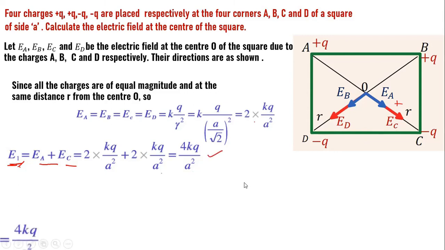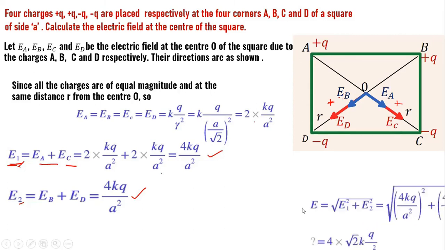Now, next, E2. What is E2? E2 is pointing in this direction. EB and ED are pointing in this direction. So, we have to add these two electric fields. That is why we will get E2, which is EB plus ED. Again, following the same line as the previous step, we will get E2 as 4 KQ by a square. So, E1 is the net of EA and EC. Similarly, E2 is the net of EB and ED.